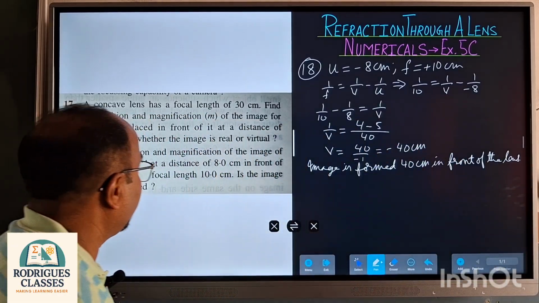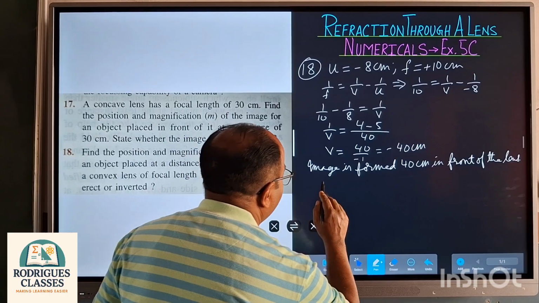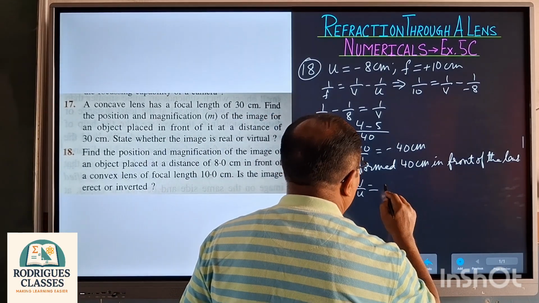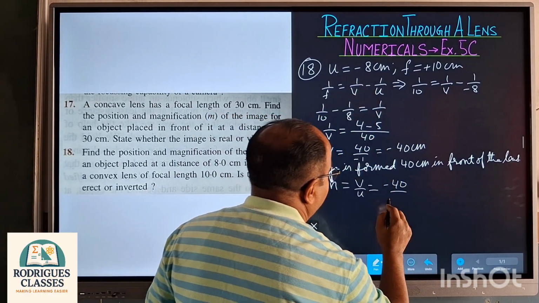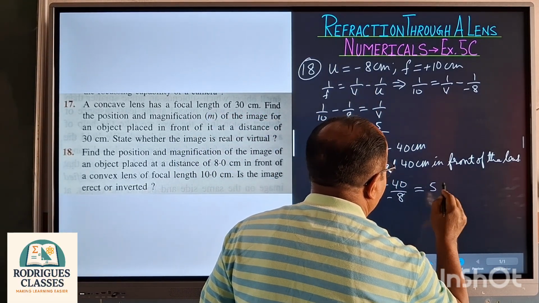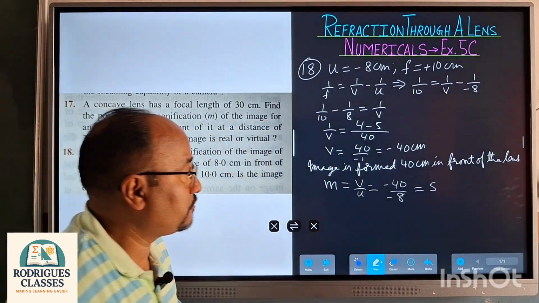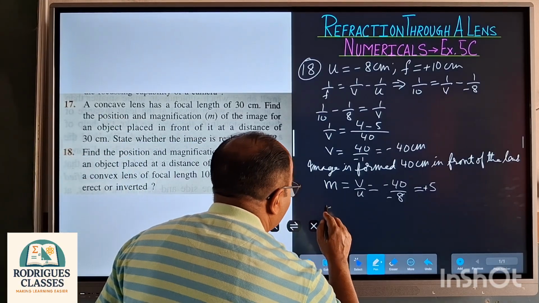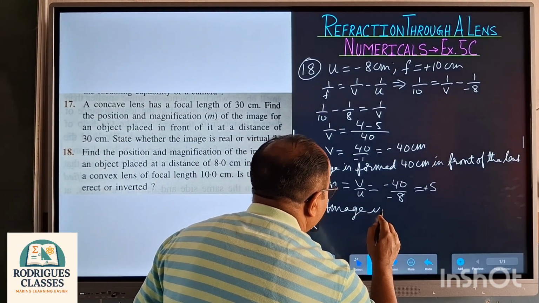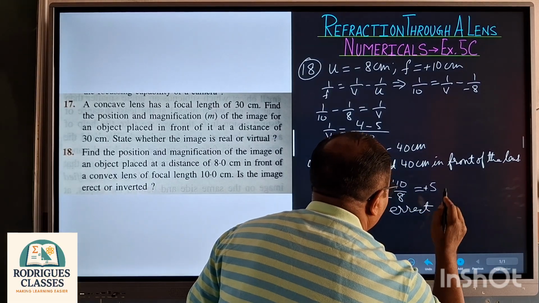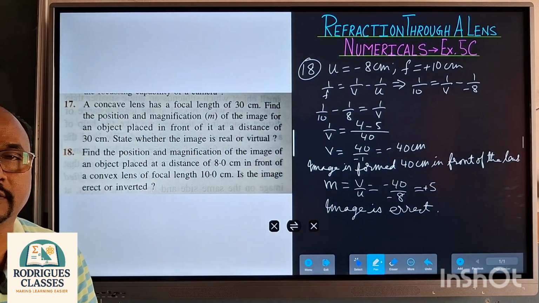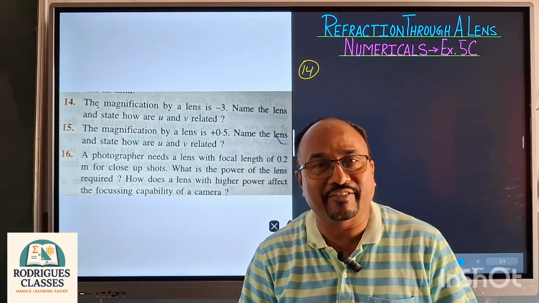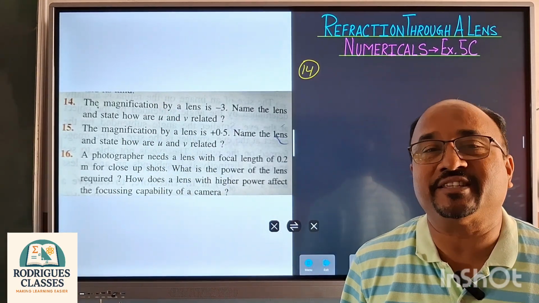So this is done. Now we need to know the magnification also. So magnification is V by U. So V value we have got as minus 40, U was minus 8. So you get it as 5. And coming in plus 5, that tells you the image is erect. Okay, so I will write here image is erect. So this sum is done. I had missed these 3 numericals, so we will cover up these 3 also and then wind up this exercise.